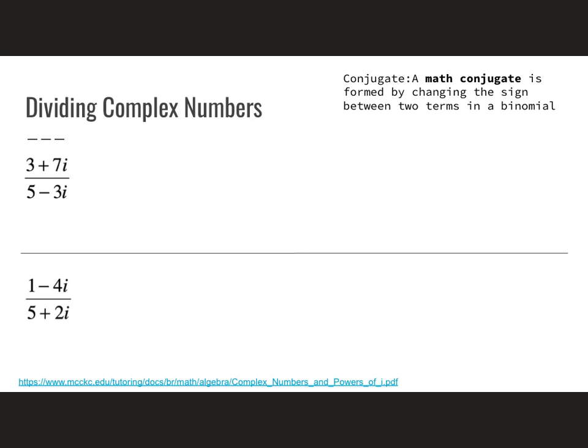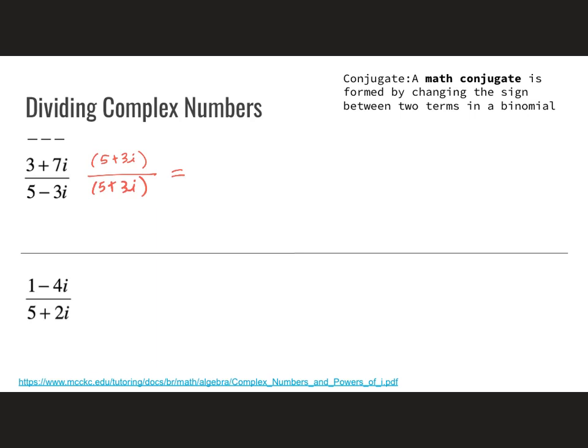When I'm dividing complex numbers, I actually want to use something called a conjugate, right? And so I want to take the conjugate of my denominator. And if you're not sure what a conjugate is, it's just changing the sign between the two terms in a binomial, right? So let's say that this is my binomial over here, 5 minus 3i. If I'm taking the conjugate of my denominator, my conjugate would just be 5 plus 3i. I'm just changing the sign. So whatever I multiply in the denominator, I also have to multiply in the numerator.